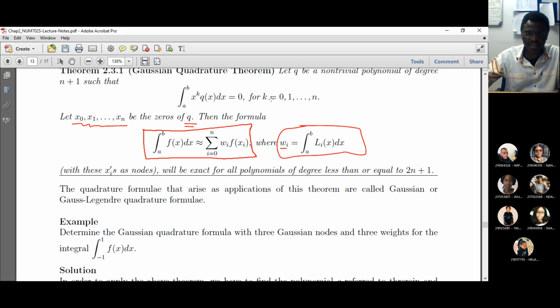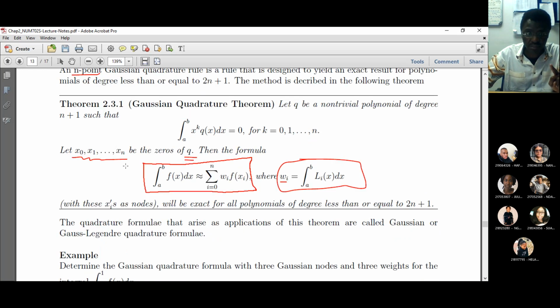We say here that if k runs from 0 to n, the degree of precision will be 2n plus 1. All right, from 0 to n. Since we have 3 nodes, if we start from 0, it will be 0, 1, 2. So n is 2, because we have n plus 1 nodes here. From 0 to n is n plus 1. So if we have 3, n will be 3 minus 1, which is 2.